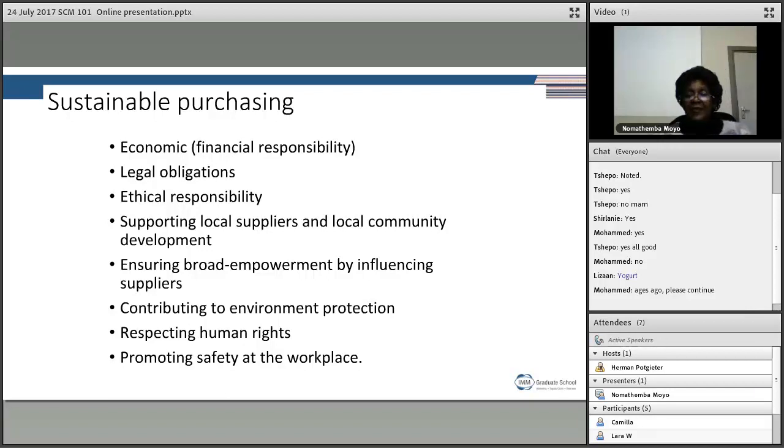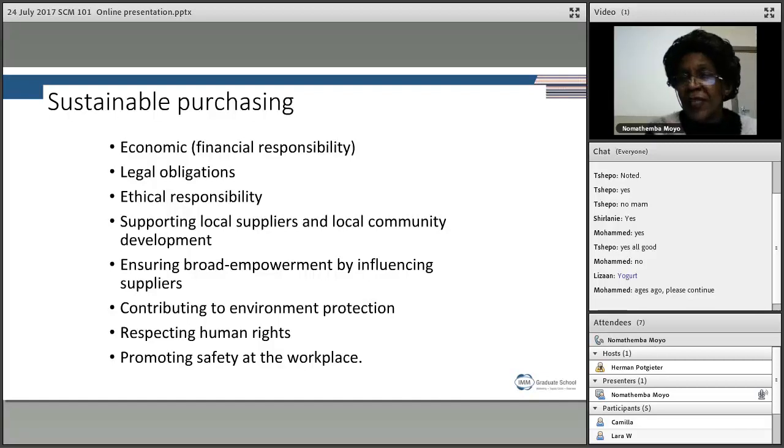Then we have sustainable purchasing. When we talk about sustainable purchasing, we are looking at the financial responsibility. Is it economic? We are looking at the legal obligations. Remember, here we have to be ethical. Purchasing is one of those disciplines that can be easily corrupted. Ethical responsibilities, supporting local suppliers and local community development, like you have heard of corporate social responsibility. Ensuring broad empowerment by influencing suppliers, contributing to environment protection, respecting human rights.